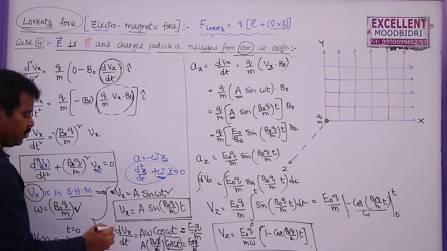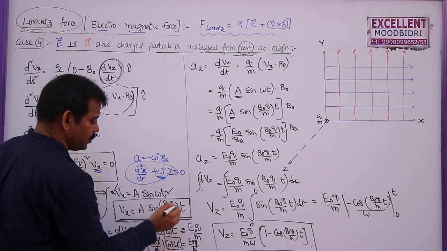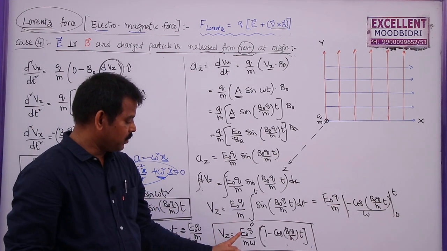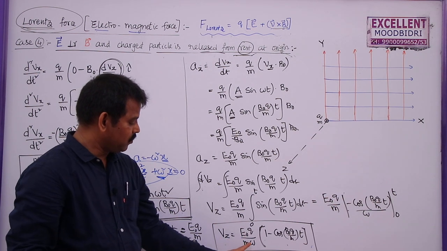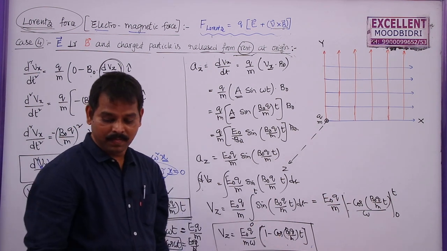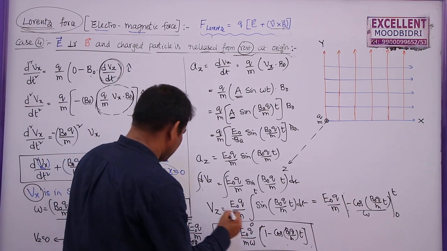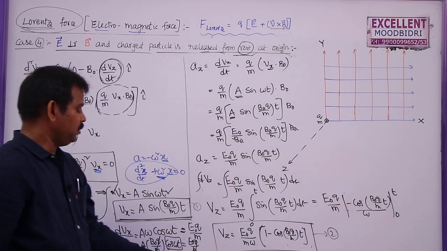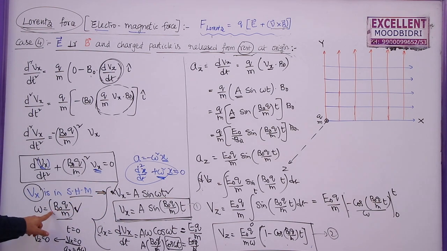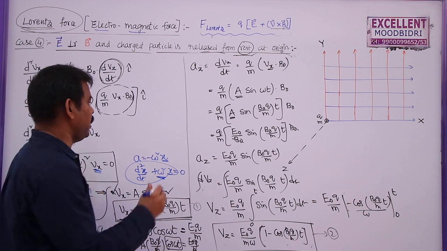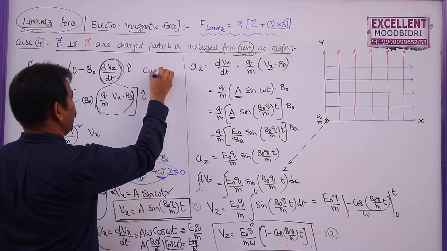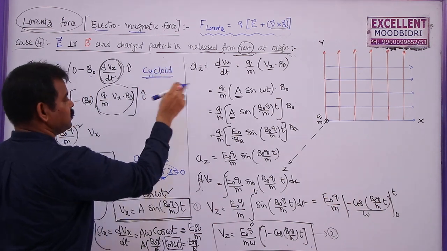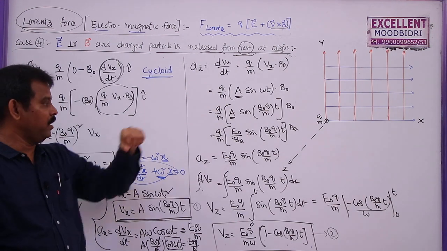Here the equation along the x-axis is A sin omega t. The velocity along the z-axis is equal to E naught q by m omega, 1 minus cos omega t. If you see these two equations, this is equation 1 and this is equation 2, and if you take this angular velocity omega as B naught q by m, these are all the equations that resemble a cycloid. So what is a cycloid? That means the path of the charged particle in this case will be a cycloid.